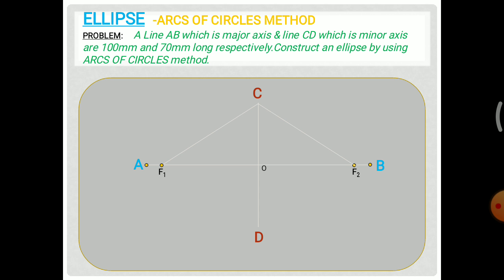So from F1 to center O, divide them into equal number of parts. So divide any number of equal parts from foci points to center. I am taking 5 equal divisions here, and name the marked points as 1, 2, 3 and 4. For the other end also, that is F2 to center, you have to take the same procedure.